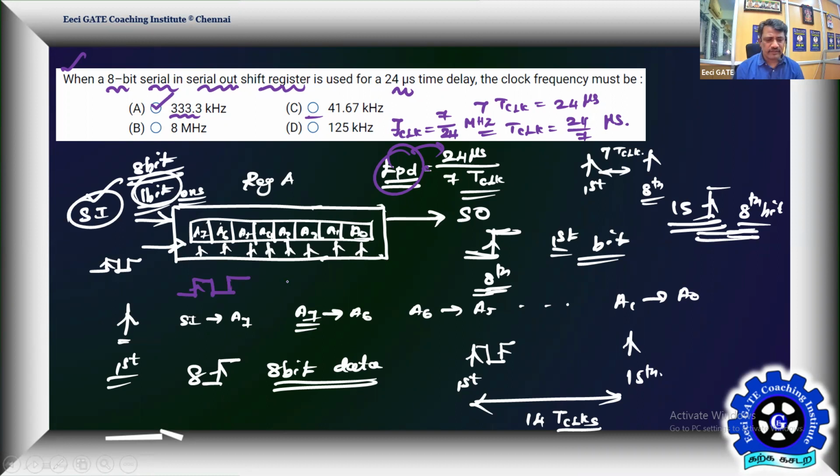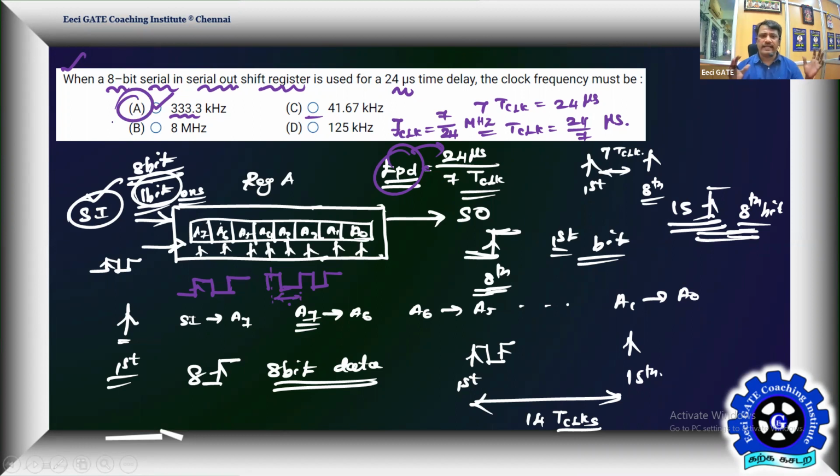Suppose he is beginning with this, then the clock will come like this, and then the time is also counted. Or if you begin like this, then this is your first edge, so the first T clock will be counted. So roughly 8 T clocks may be counted. Then 8 by 24 instead of 7 by 24 will be 1 by 3 megahertz. So option A will be the correct answer.